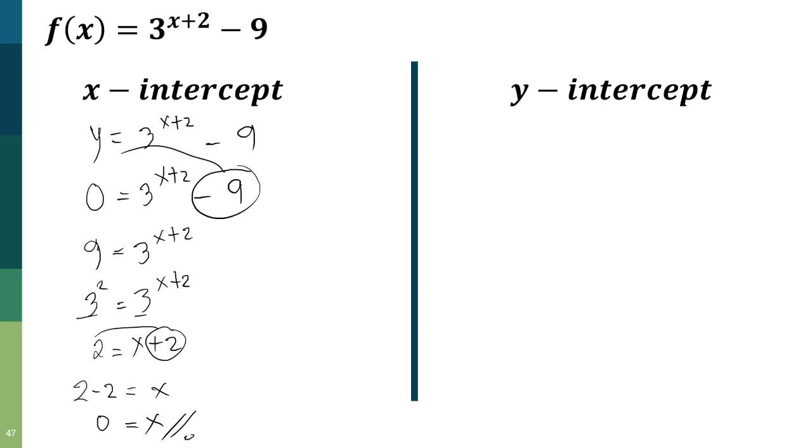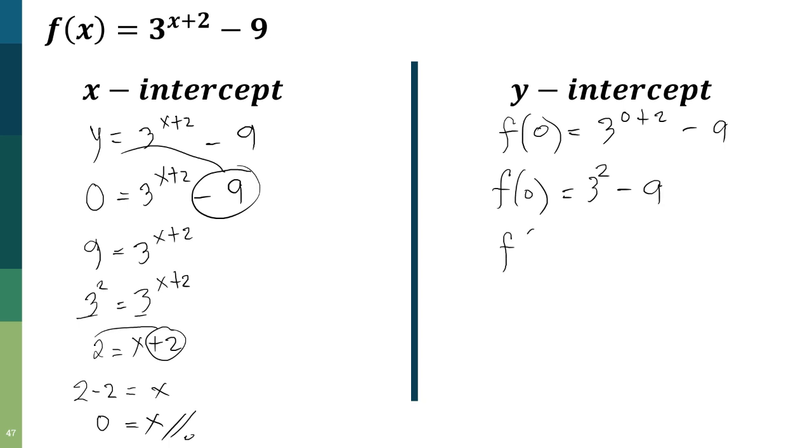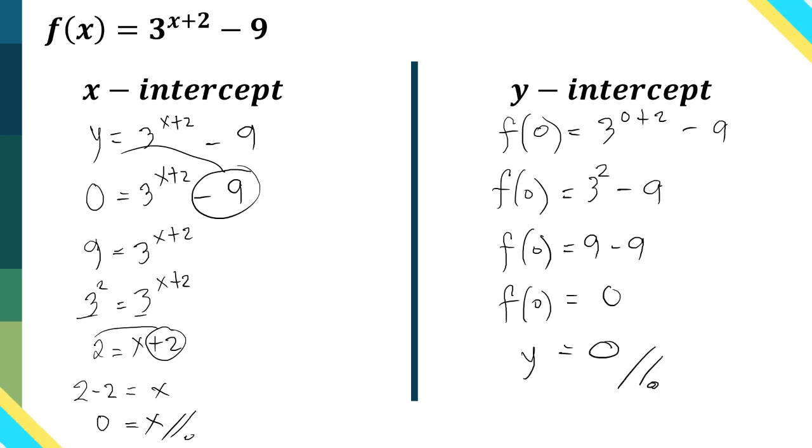For our y value, we will set our x to 0, and that is f of 0 is equal to 3 raised to 0 plus 2 minus 9. Our f of 0 now is equal to 3 raised to 0 plus 2 is 2 minus 9. And then f of 0 is equal to 3 squared is 9 minus 9. Our f of 0 now is equal to 0. And our y-intercept is equal to 0.